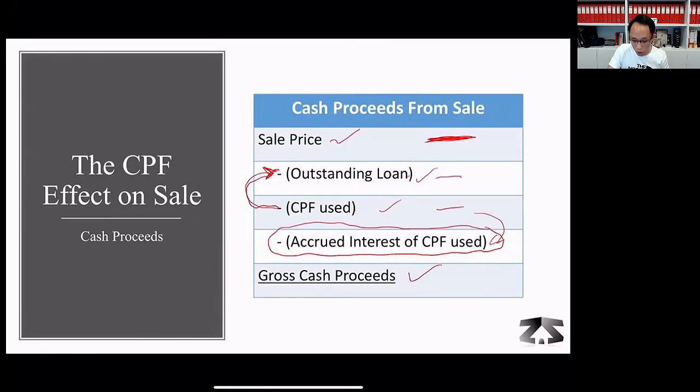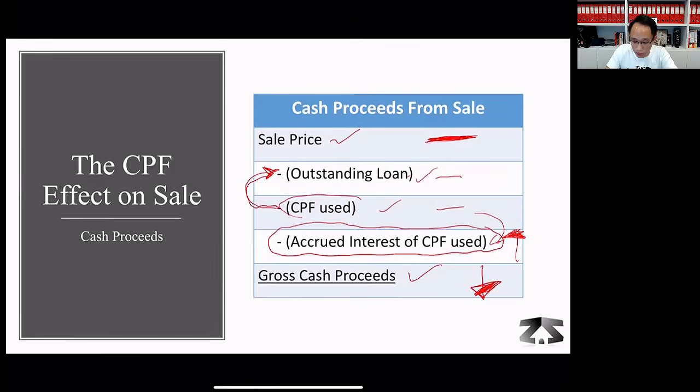But then this portion, the accrued interest that will be accumulating throughout the years, will be increasing because this is 2.5% and it's compounded based on whatever has been used over the years over here, right? So this accrued interest will increase. So when you minus that off, you actually find that your gross cash proceeds will actually decrease even though your sales price remains constant.